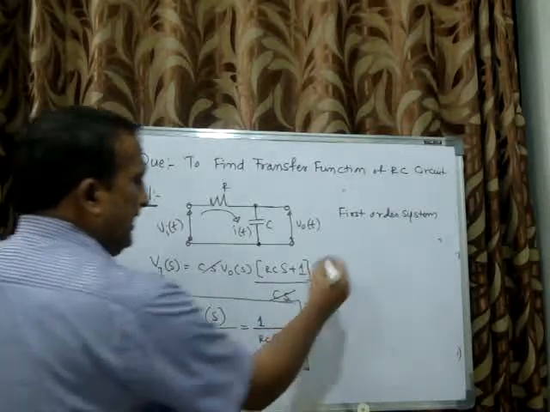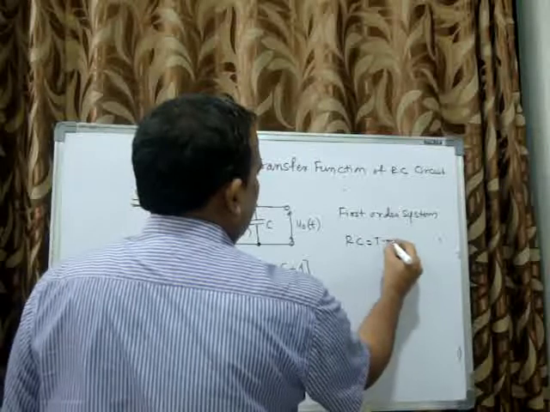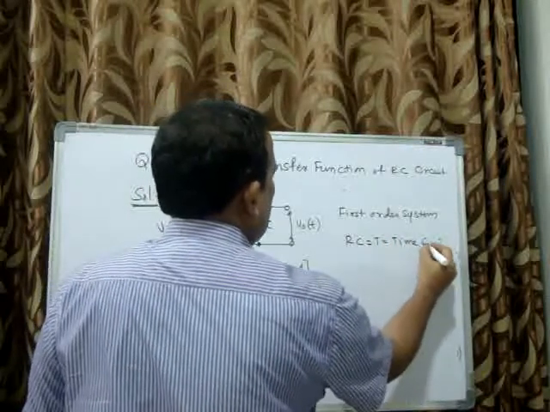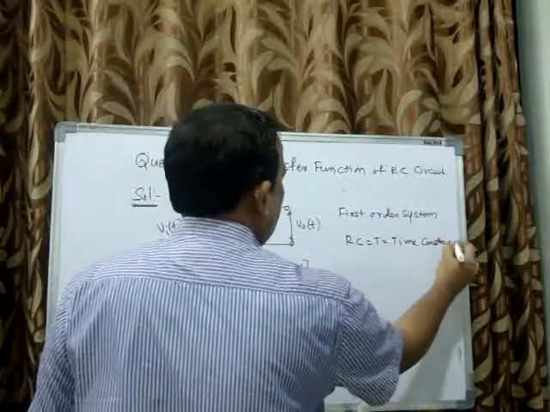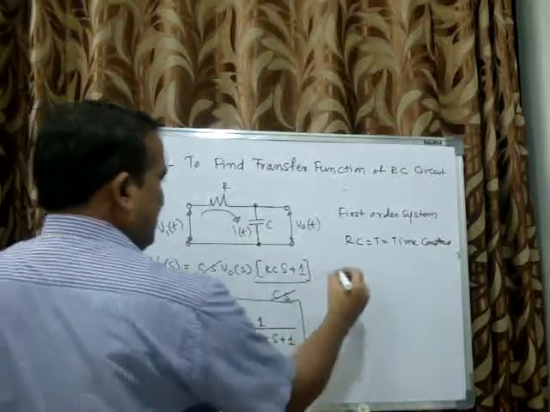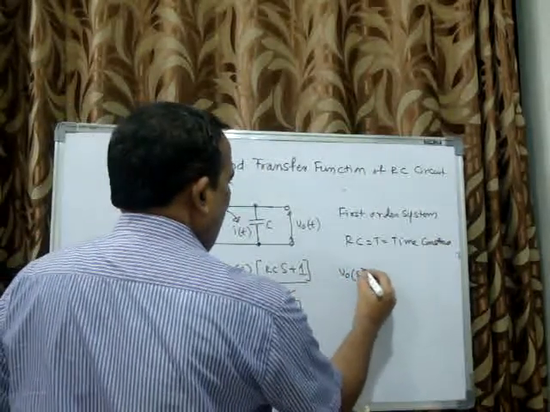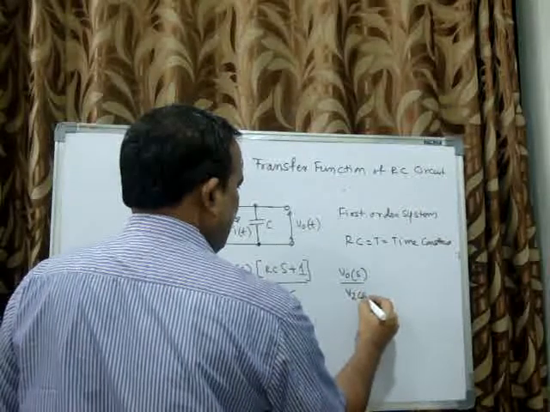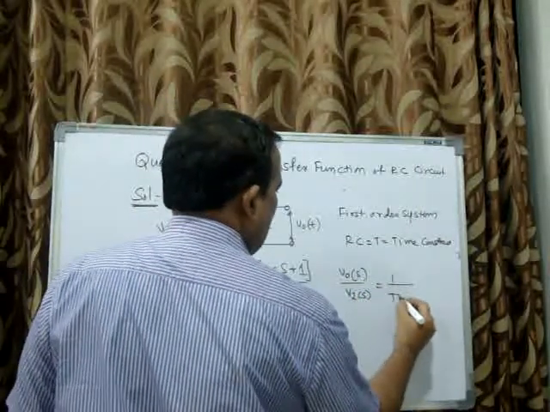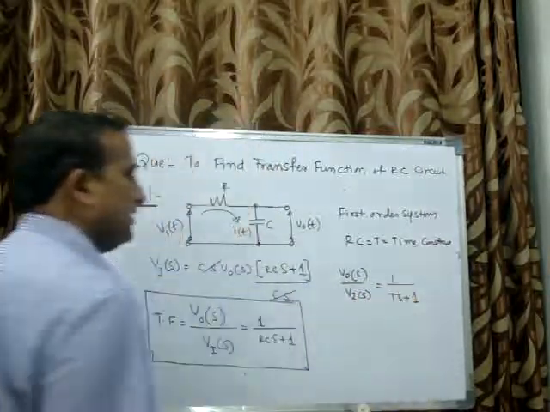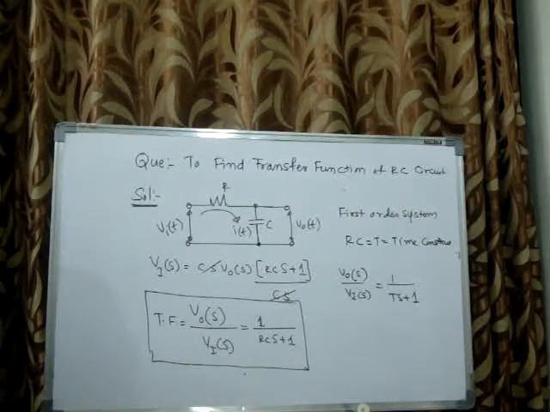And I'll take RC equal to time constant T. R is constant, C is constant, so I'll get the RC circuit. So V naught of s by Vi of s equal to 1 by (Ts plus 1). This is called the standard form of first order transfer function also.